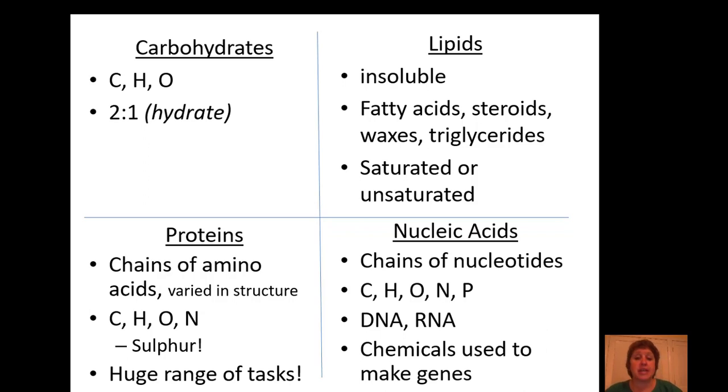Our last class of carbon compounds is nucleic acids. Nucleic acids are chains of nucleotides. They are made of carbon, hydrogen, oxygen, nitrogen, and also phosphorus. There's 2 main types of nucleic acids. There's DNA and RNA, and these are the chemicals that are used to make our genes, and thus our genes are used to make proteins. So these are very closely related.